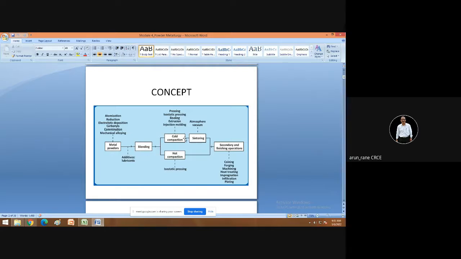After blending, it can be done by cold compaction or by hot compaction. This is followed by sintering, where it is heated so that the voids, the gap between the atoms, is reduced and it becomes rigid. Then the components manufactured by powder metallurgy are also subjected to secondary and finishing operations.